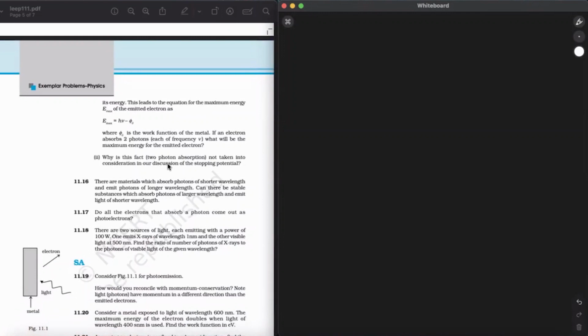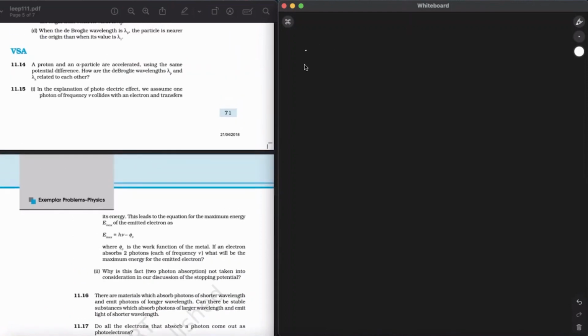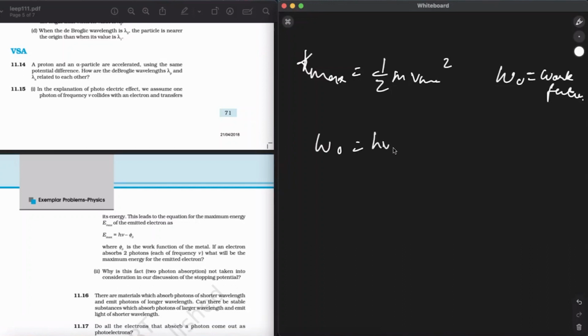So we have to solve this question, right? So in this question, first of all, K max is equal to half m v max squared. So this is the maximum kinetic energy of the emitted electron, and I take w naught as the work function. Okay, so w naught is equal to h nu naught is equal to h c upon lambda naught joules. So nu naught is the threshold frequency, lambda naught is the threshold wavelength. Alright.